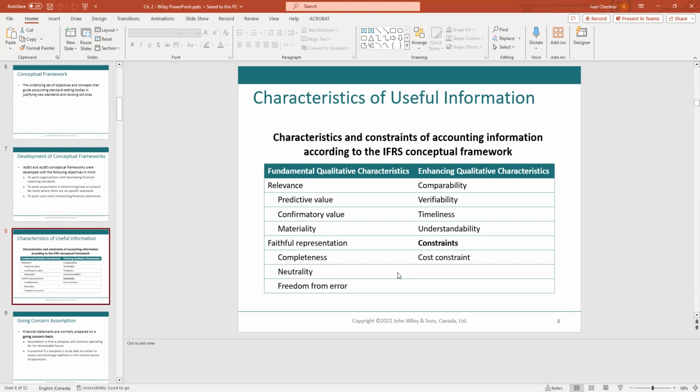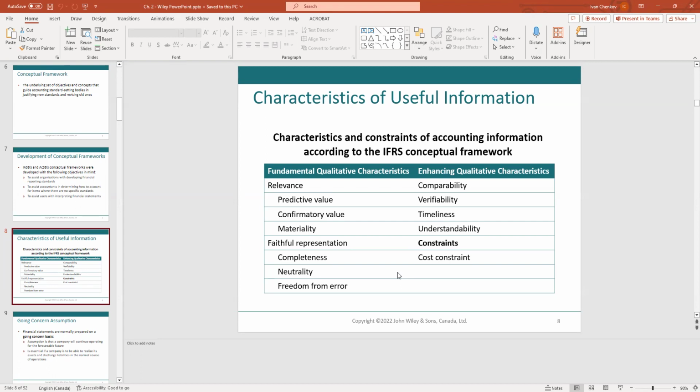In order to have faithful presentation, we have to have completeness, which means that all the events that happen in the company are recorded and posted in the financial statements. Neutrality means that only events which are related to the business are recorded in the financial statements, and that the information is not biased, it is neutral. And freedom from error means there are no mistakes.